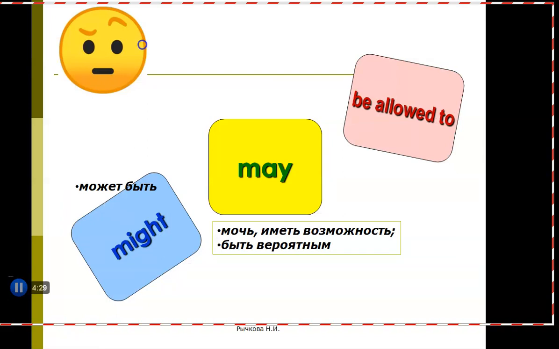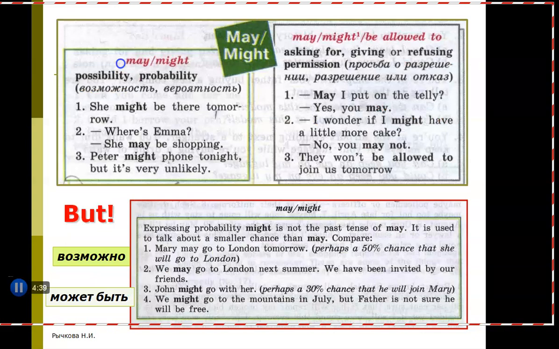Might. If you translate into Russian, мочь, иметь возможность быть, вероятно, может быть. Might, may be allowed to, all of them the same, and might, may, yeah? Possibility, probability: she might be there tomorrow. Where is Emma? She may be shopping. Peter might phone tonight. That's very unlikely.